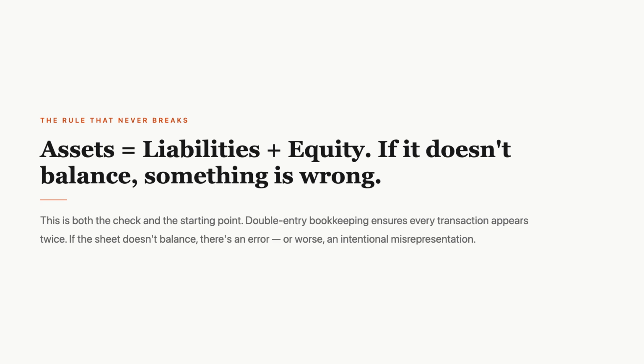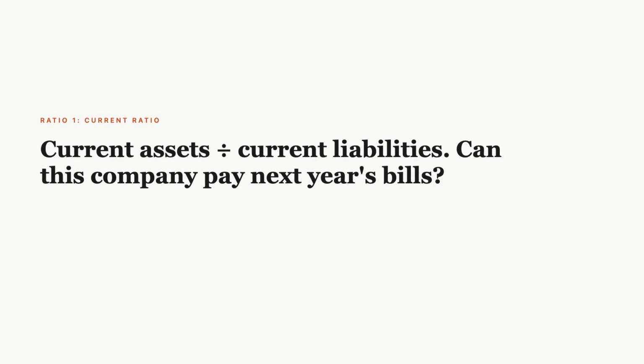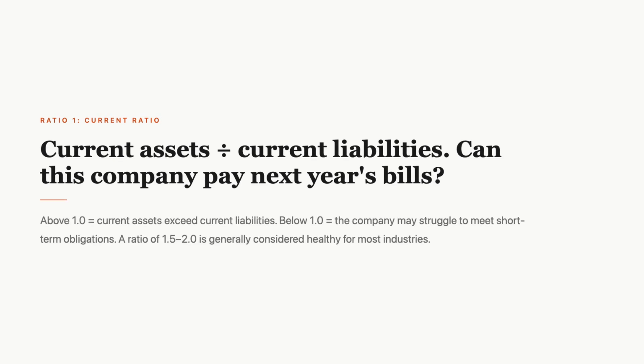The first ratio worth learning is the current ratio. Take the current assets, divide them by the current liabilities, and you get a single number that tells you whether the company can pay its bills in the next 12 months. A ratio above 1.5 is generally considered comfortable. It means for every pound or dollar owed in the short term, there's at least 1.5 in accessible assets.